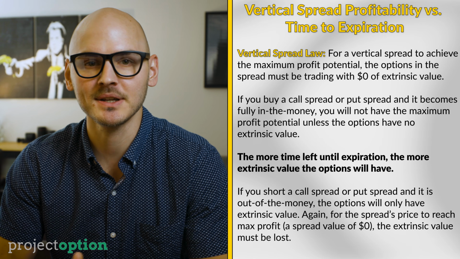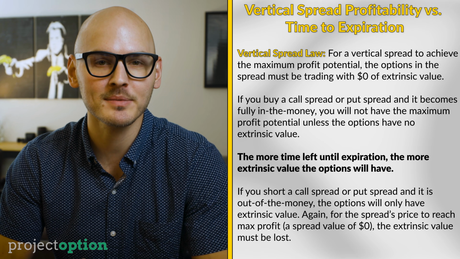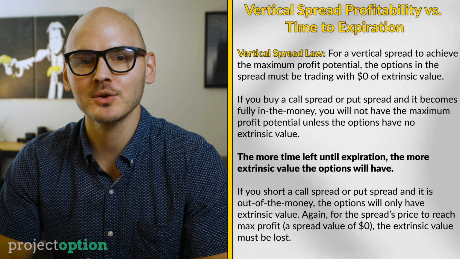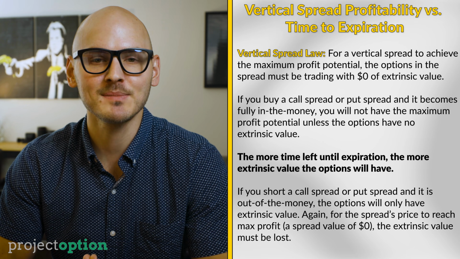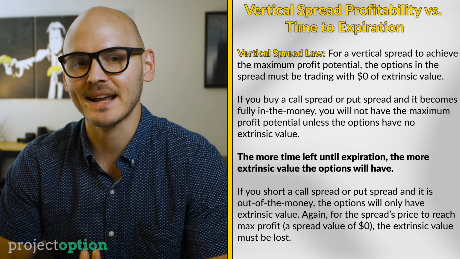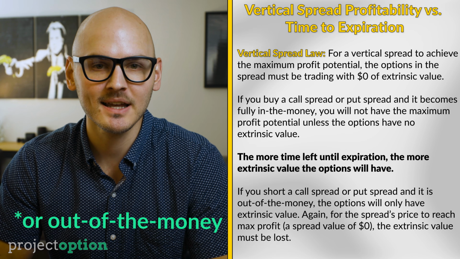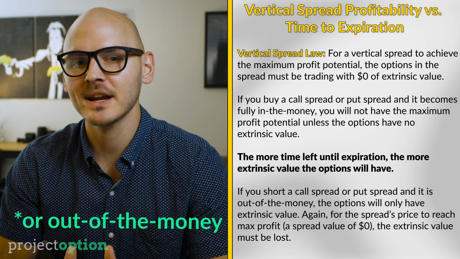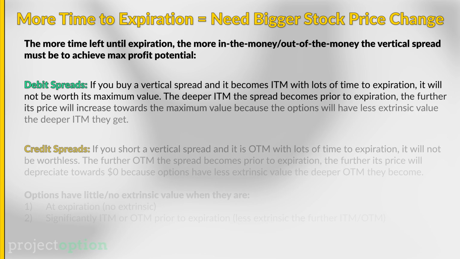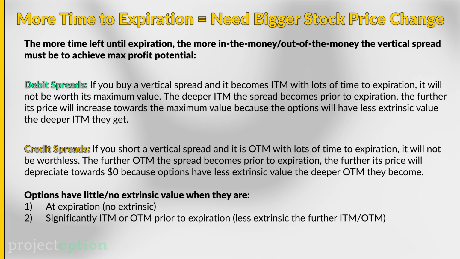And more specifically, to get to the absolute maximum profit potential, the extrinsic value in your options will need to be 0, which will happen at expiration, or if the spread is so far in the money that the options have very little extrinsic value or no extrinsic value. So basically, the more time your spread has left until it expires, the deeper in the money that spread will have to be to get close to the maximum profit potential.